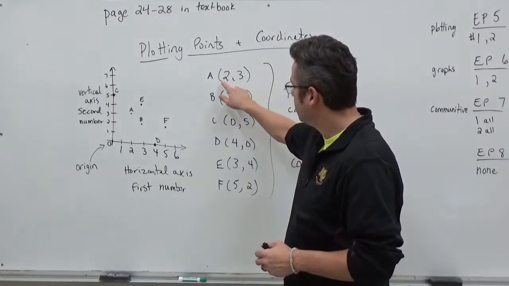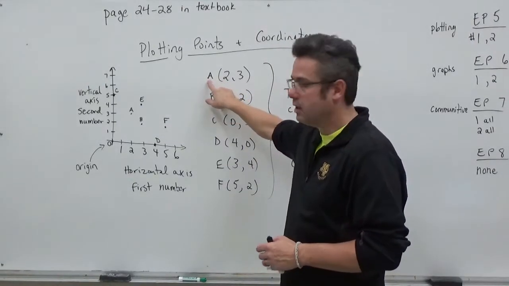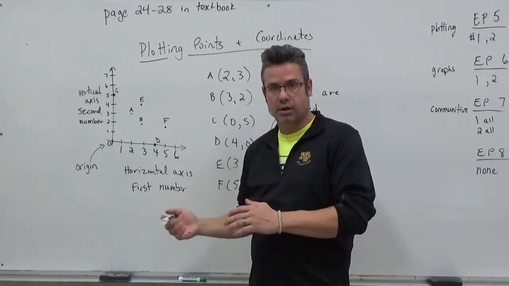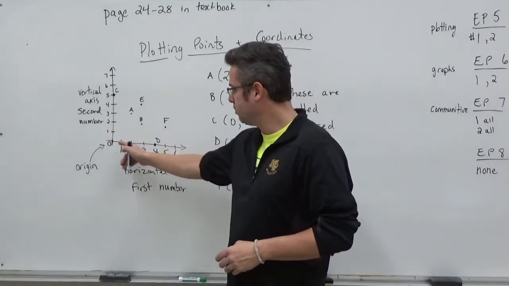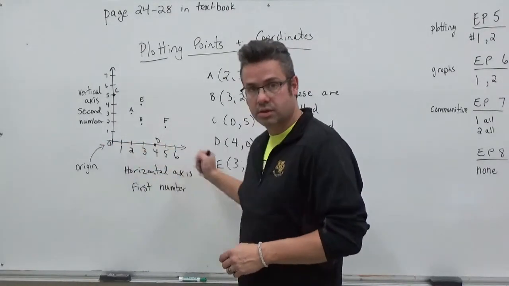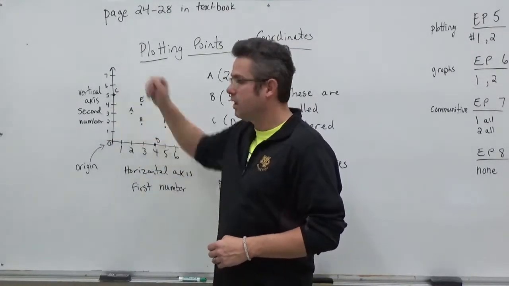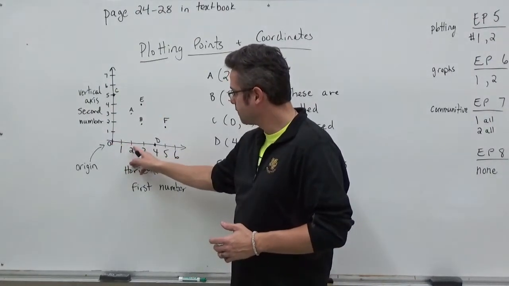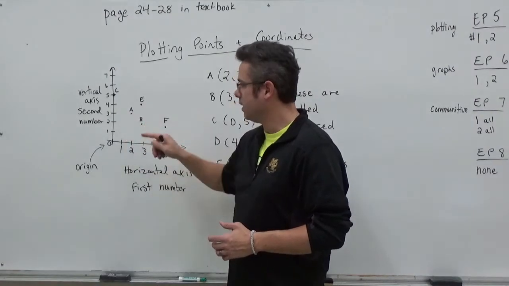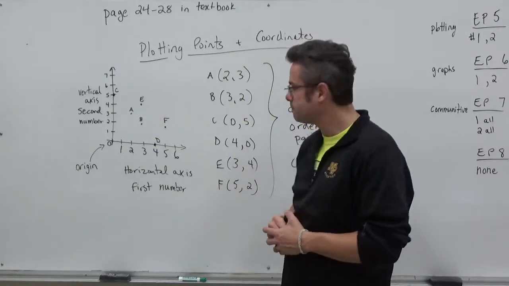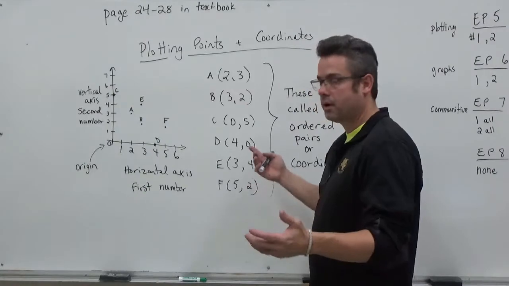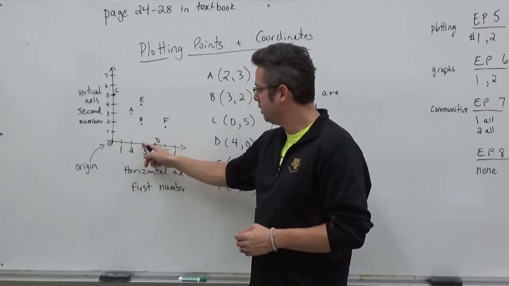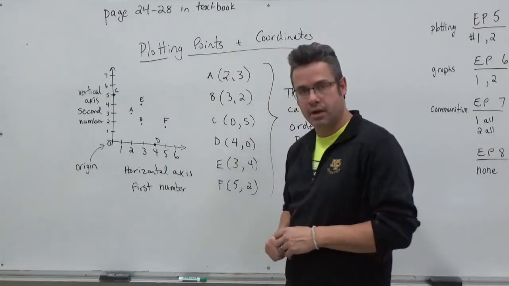So over here you've got point A is 2, 3. So its coordinates are 2, 3. That means you move 2 on the horizontal axis, and then 3 on the vertical axis. So it looked like this. 1, 2, 1, 2, 3. And there's point A. Then you would go point B, 3, 2. Okay, I moved 3 on the horizontal, 2 on the vertical, and there's B.